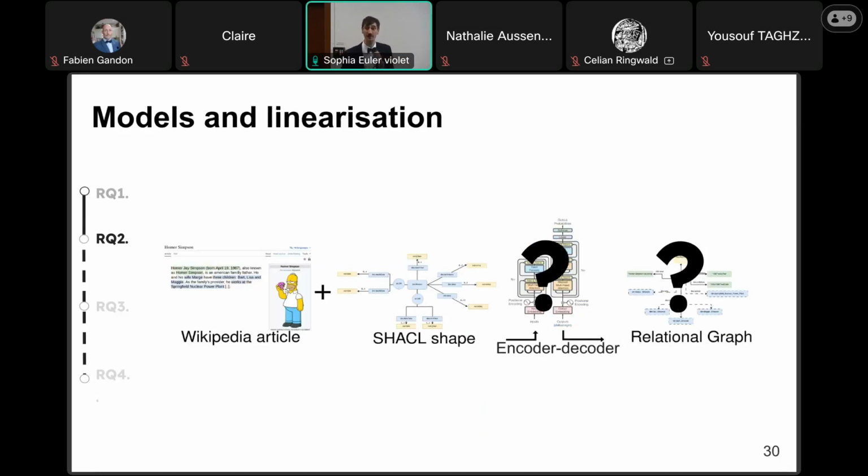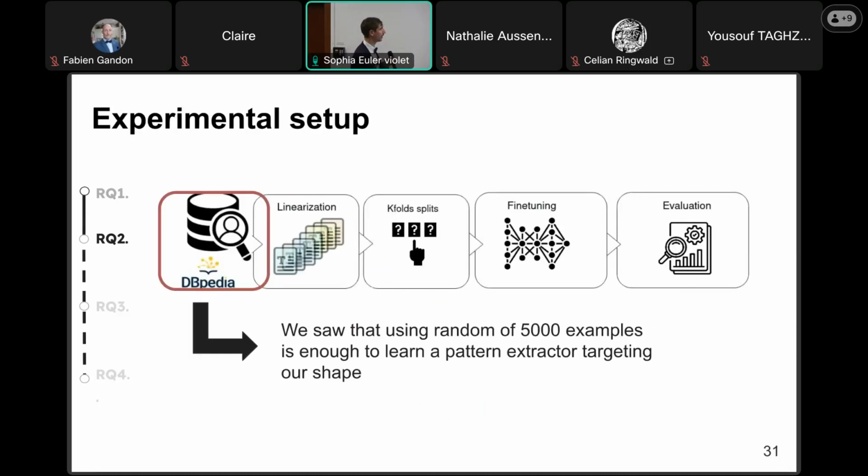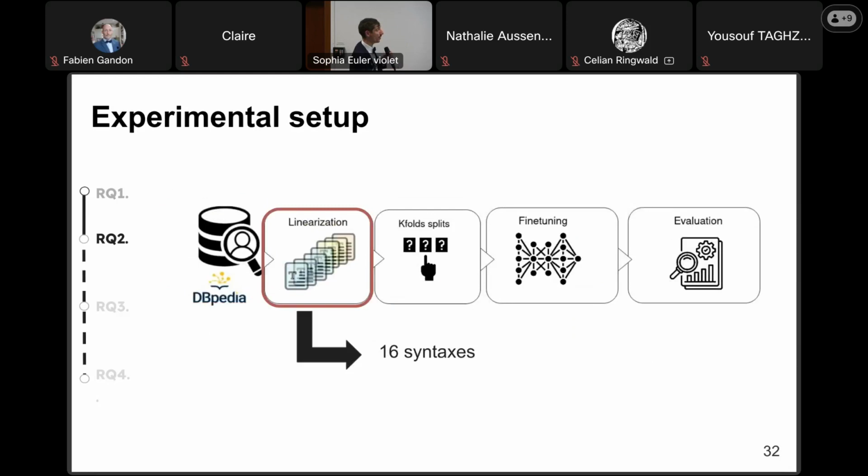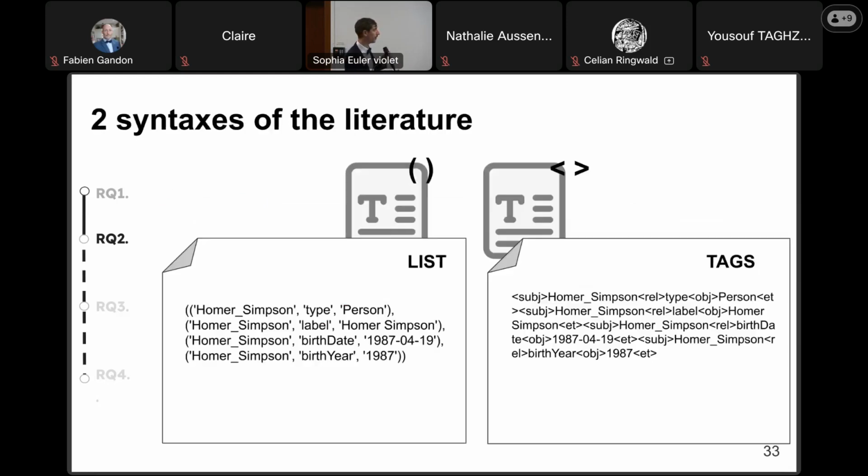and extract models, and how to write our graph as a sequence of text. So you now have a large overview of our experimental setup. We first started with DBpedia by sampling 5,000 examples from DBpedia, as previous experiments showed us that it could be enough to fine-tune a model extracting the person and the properties that I just presented. We then translate all the graphs through 16 syntaxes that I represent now.